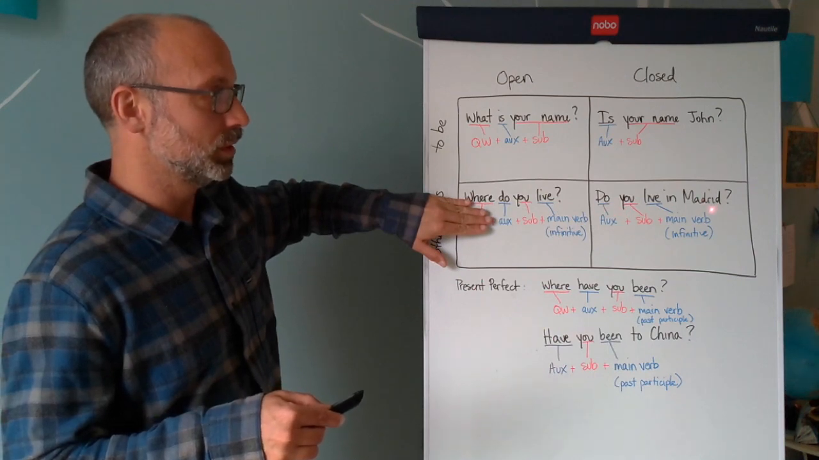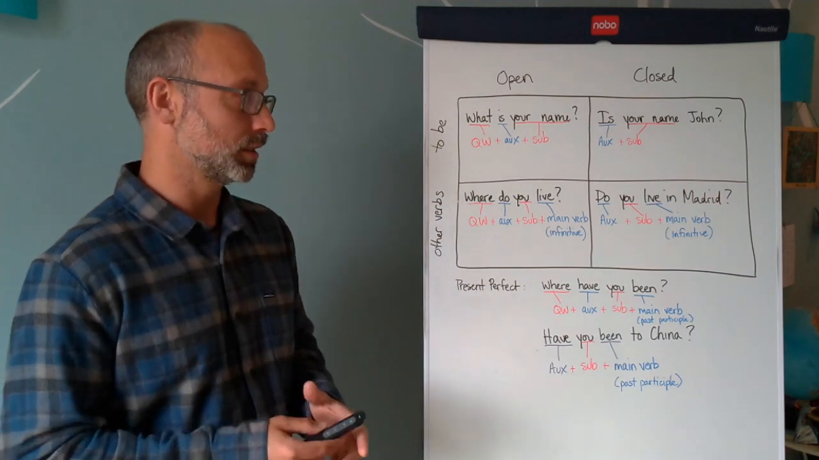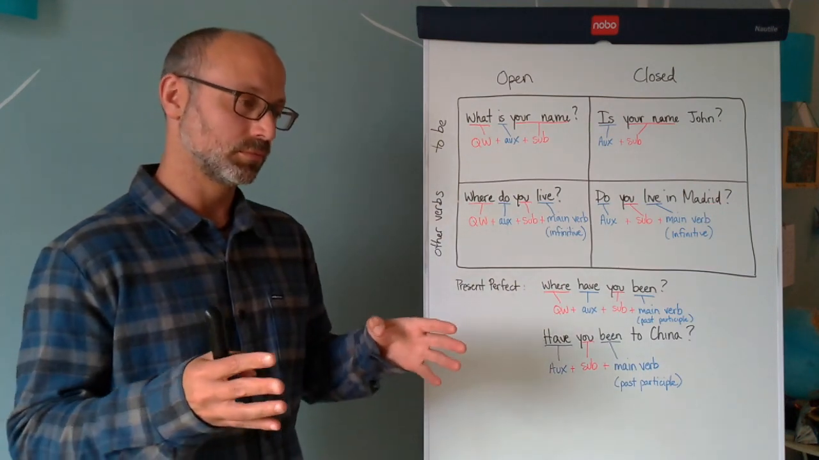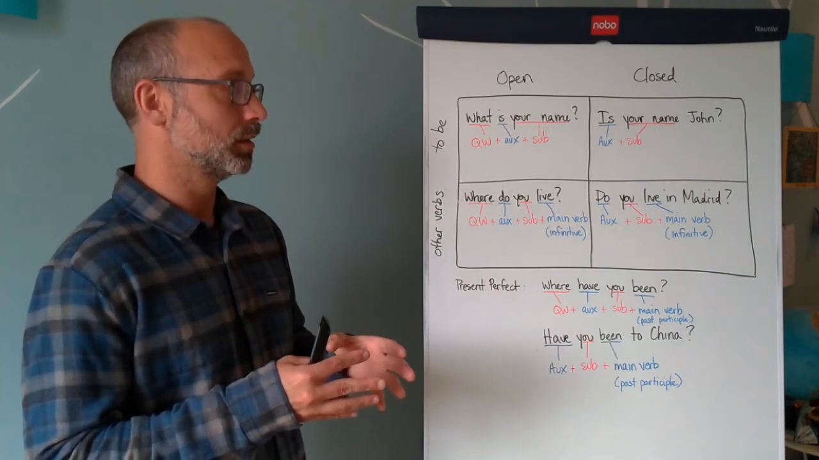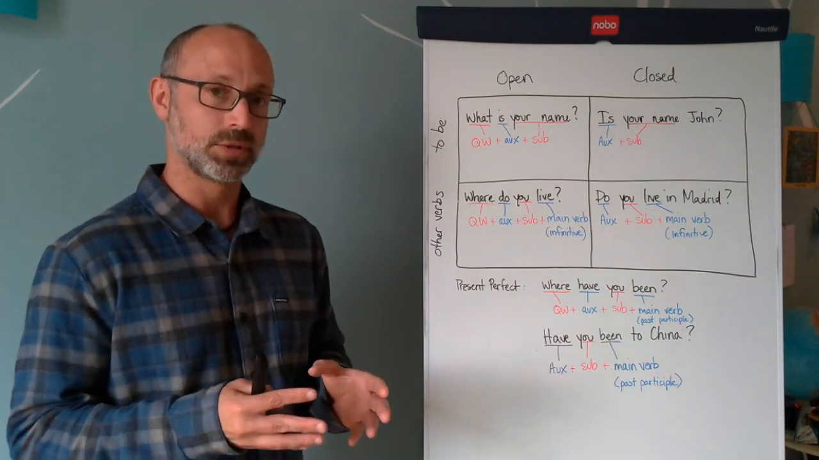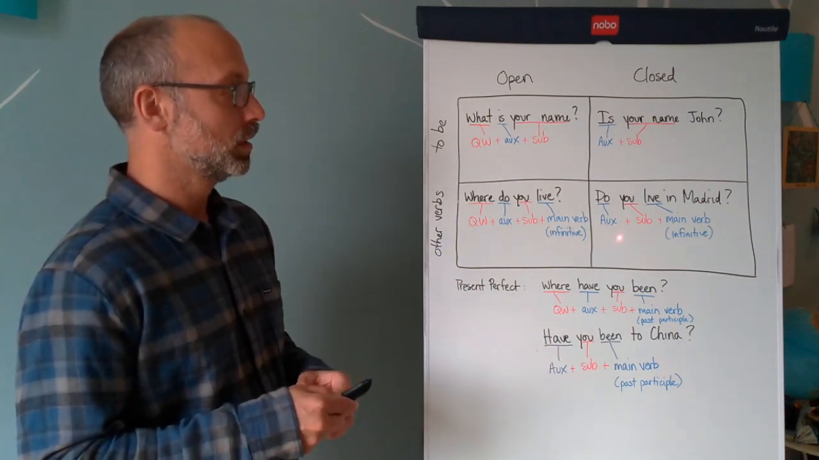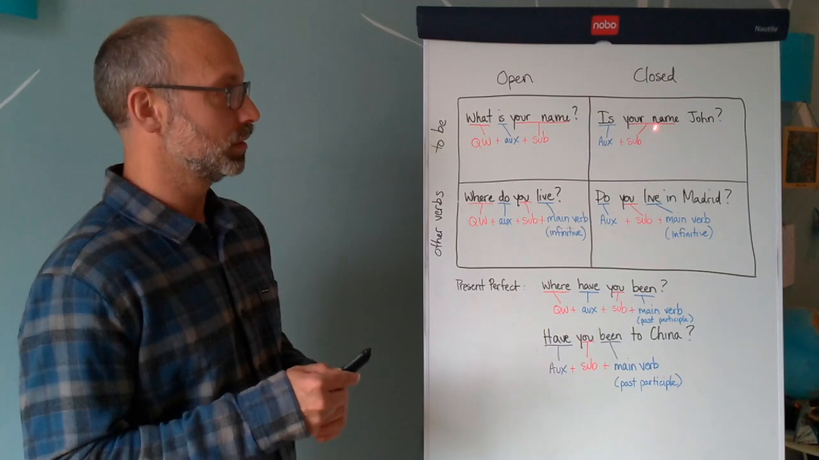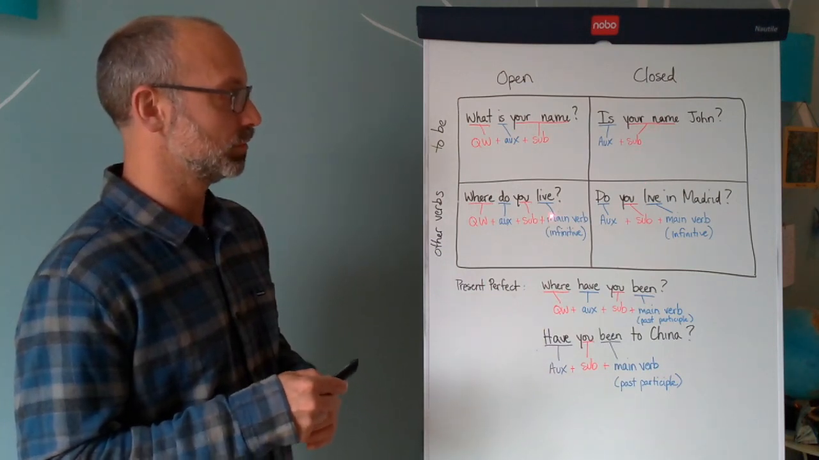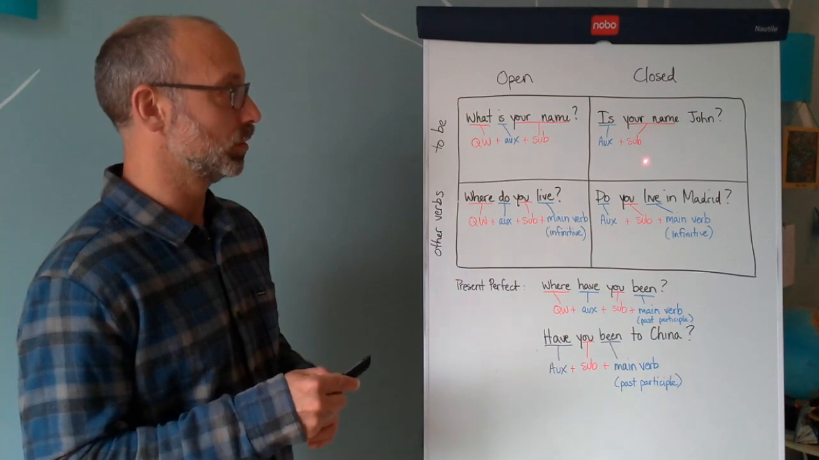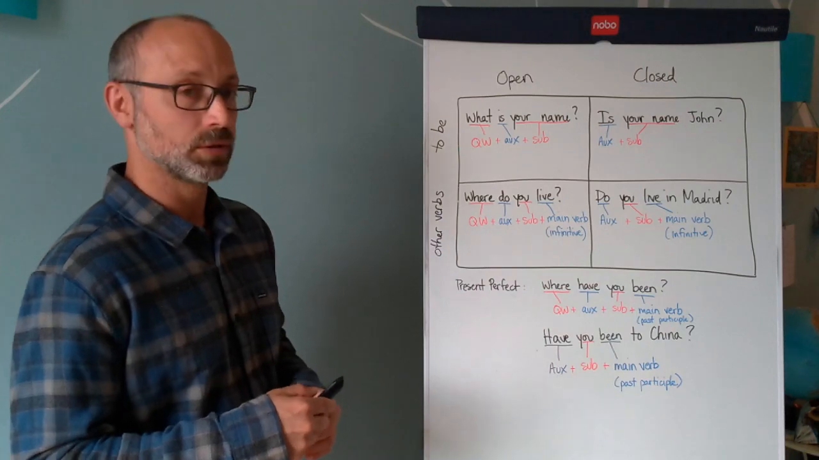Do you live in Madrid? We add this object at the end of the sentence in order to close down, to limit the possibilities, and help to create this closed question. So the difference between open and closed is the question word. Open and closed, question word.